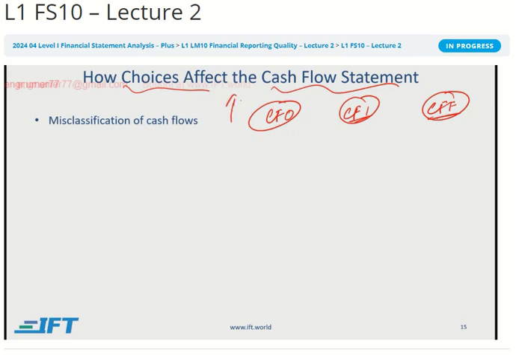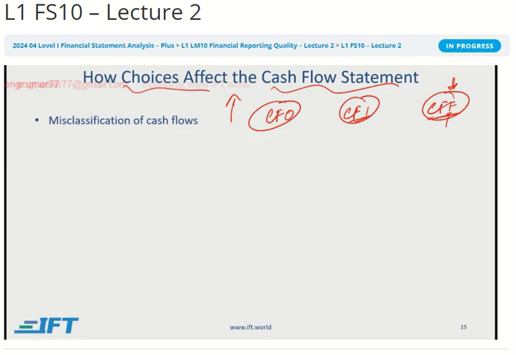So if I want to overstate my cash flow from operating, any cash outflows, maybe I'm paying for rent of my machine or my facility, my office space, what I could do is I could say, hey, these are interest payments that I'm paying on my leases, and it's a finance lease, right?